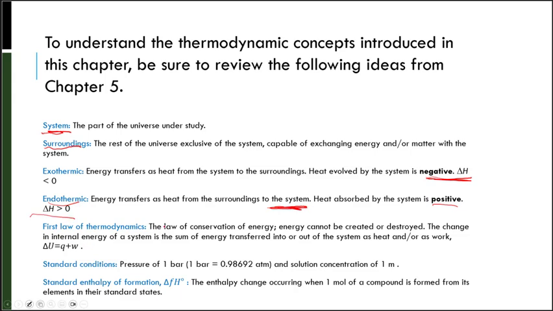The first law of thermodynamics, the law of conservation of energy, says that energy cannot be created or destroyed. The change in internal energy of a system is the sum of energy transferred into or out of the system as heat and or work. So the first law of thermodynamics says that delta U is equal to Q plus W. We have standard conditions. That means that we have a pressure of 1 bar or 0.98692 atmospheres. We have the standard enthalpy of formation, the enthalpy change that occurs when 1 mole of a compound is formed from its elements in their standard states.